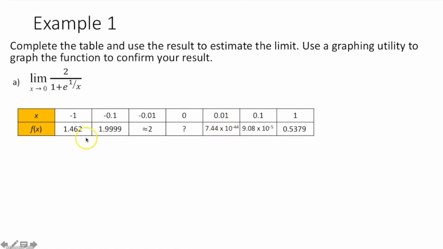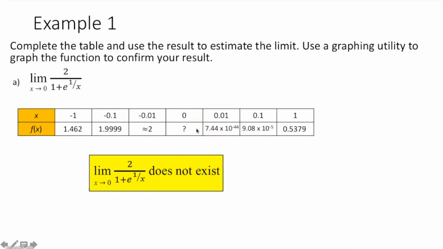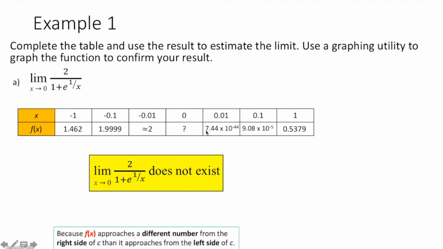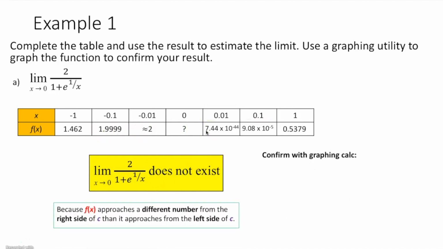So these values look like they are approaching 0 from the right. So as x approaches 0 from the left, your y value is approaching 2. As x approaches 0 from the right, your y value is approaching 0. Therefore, the limit does not exist because it's approaching two different numbers from the left and the right. You can confirm this with your graphing calculator.